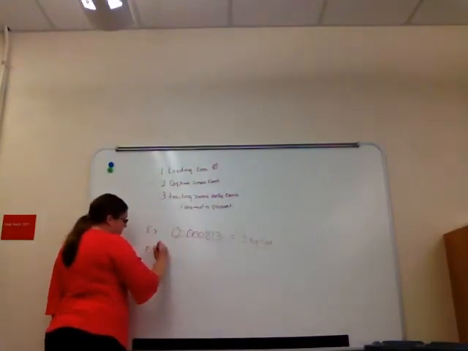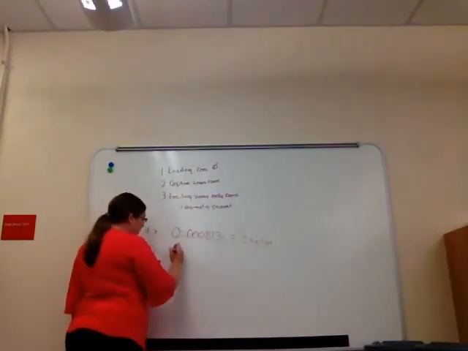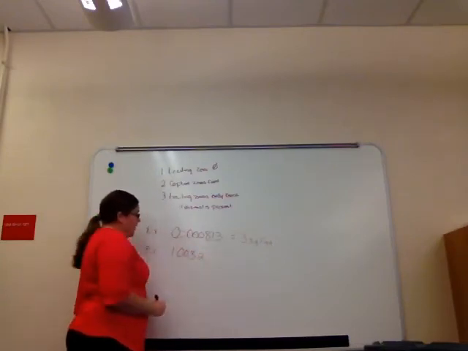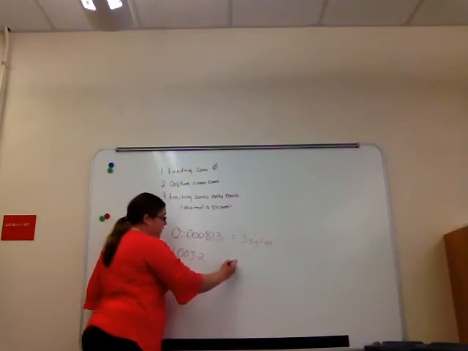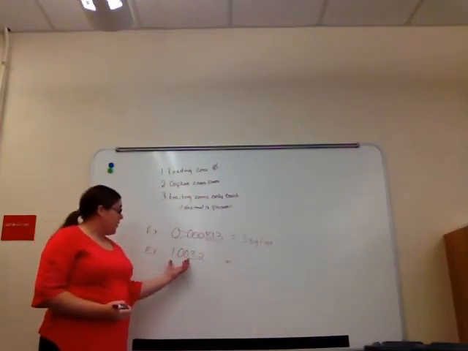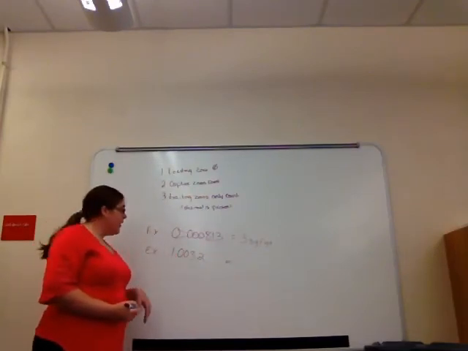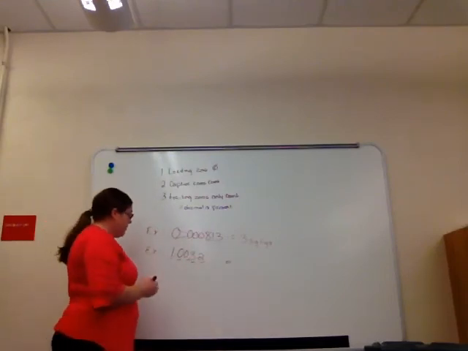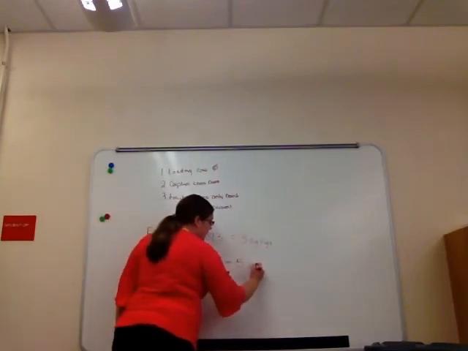Another example would be 1.0032. At this point, you notice that I have several captive zeros. The zeros are between the 1 and the 3. So at this point, all of these numbers count in your answer. Okay, so this one will have 5 significant figures.